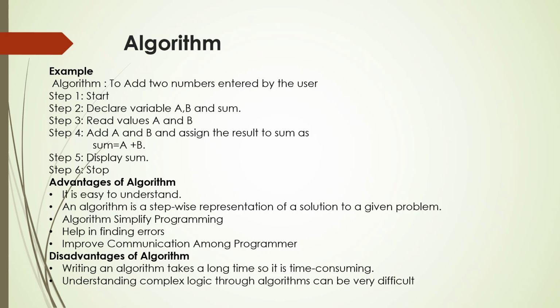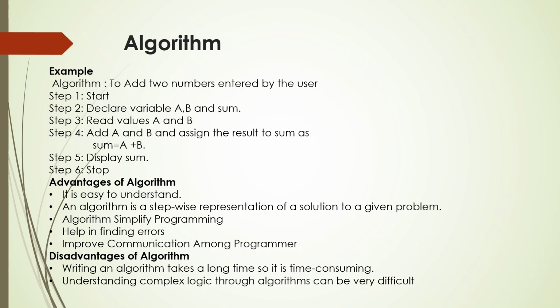Before writing the actual program, the programmer can examine every step and identify mistakes in logic. Correcting mistakes during the planning stage saves a lot of development time. The fifth advantage is that algorithms improve communication among programmers. When multiple programmers work on the same project, everyone can understand the solution by reading the algorithm before looking at the actual code. Although algorithms are very useful, they also have some disadvantages.